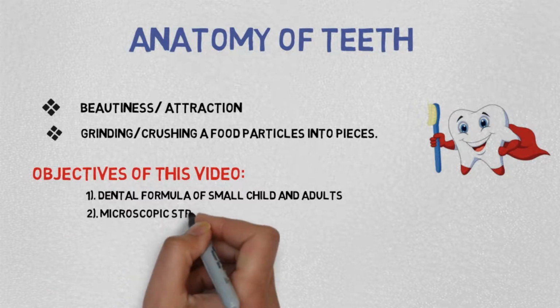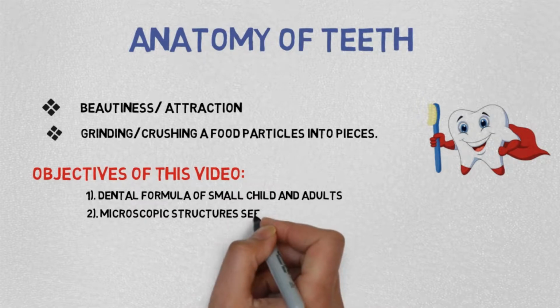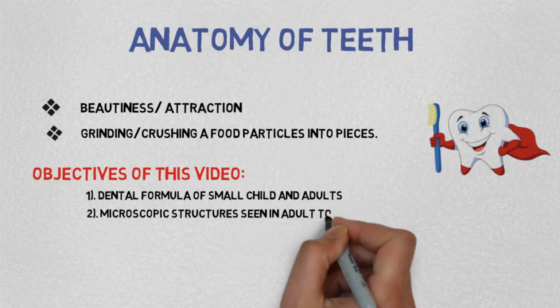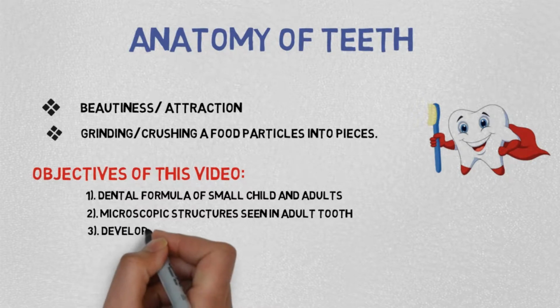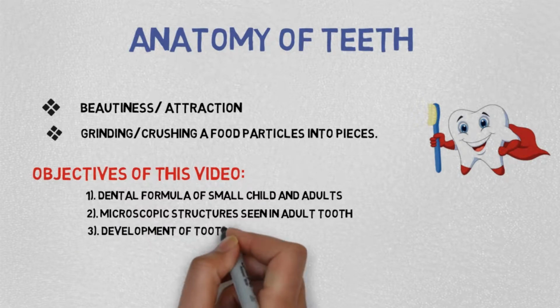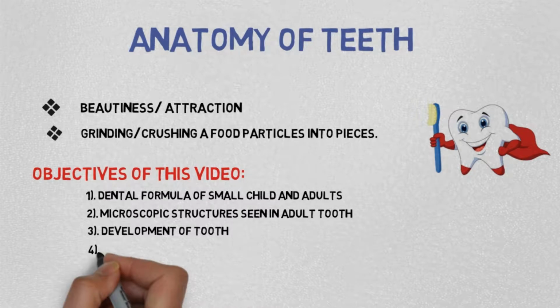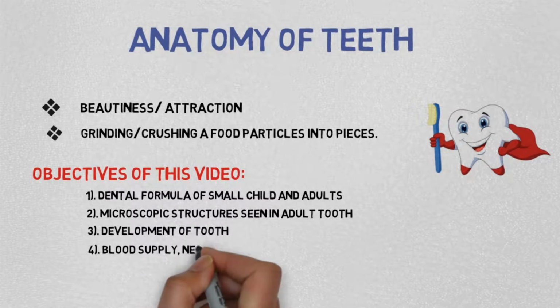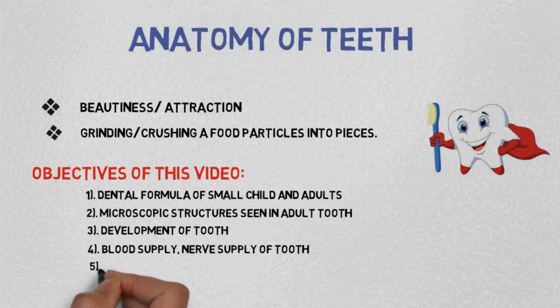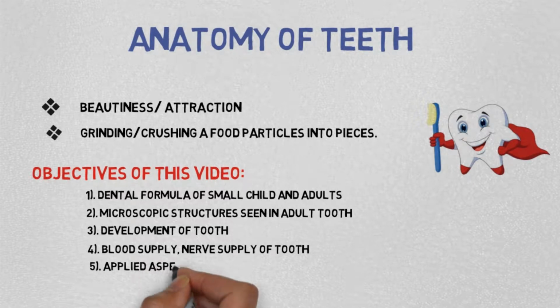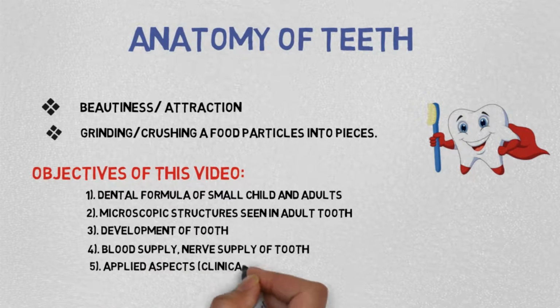The objectives of this video are mainly the following topics. Number 1, the dental formula of small children and adults. Number 2, microscopic structures seen in the adult tooth. Number 3, development of the tooth. Number 4, blood supply, nerve supply and lymphatic drainage of the tooth. And last but not the least, the applied aspects or the clinical anatomy of the tooth.